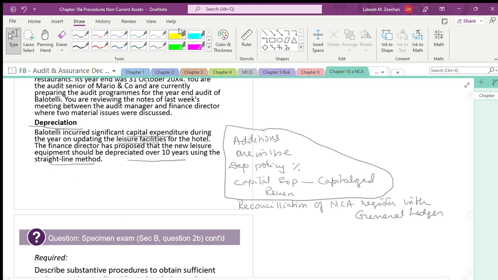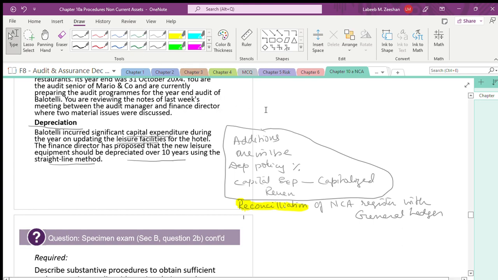In the end, don't write, okay? My goodness, my students will write in the beginning. Don't write in the end. Whenever you are doing reconciliation, that has to be the last point. Understanding what? Is it clear?